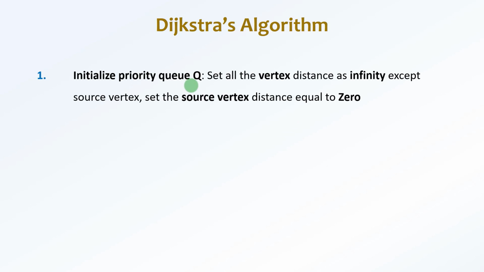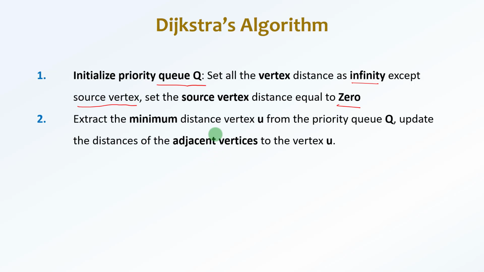We will first initialize a priority queue and set all the vertex distances as infinity except the source vertex, and set the source vertex distance equal to 0. We may use a minimum heap structure to implement the priority queue. Next, we extract the minimum distance vertex u from the priority queue. If we are using the heap structure, then in a minimum heap, the root element is the minimum distance vertex.